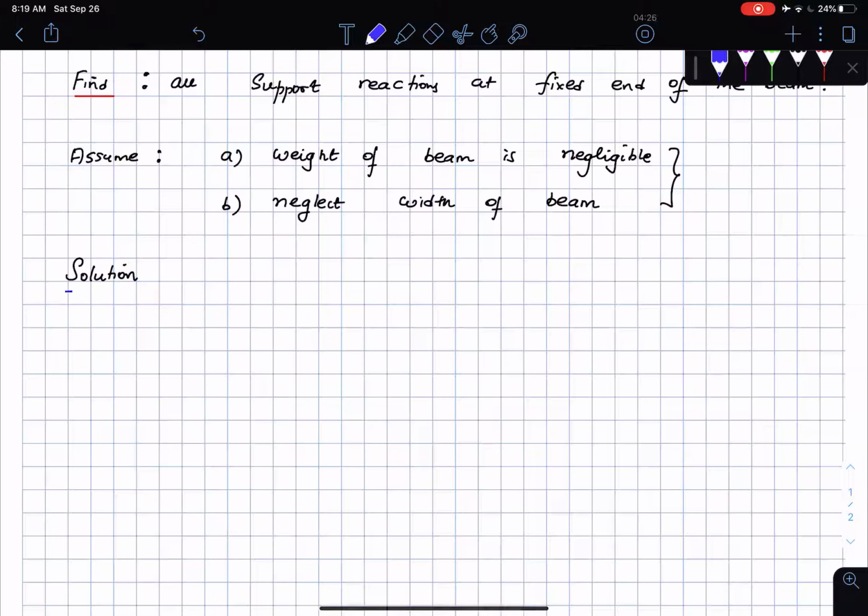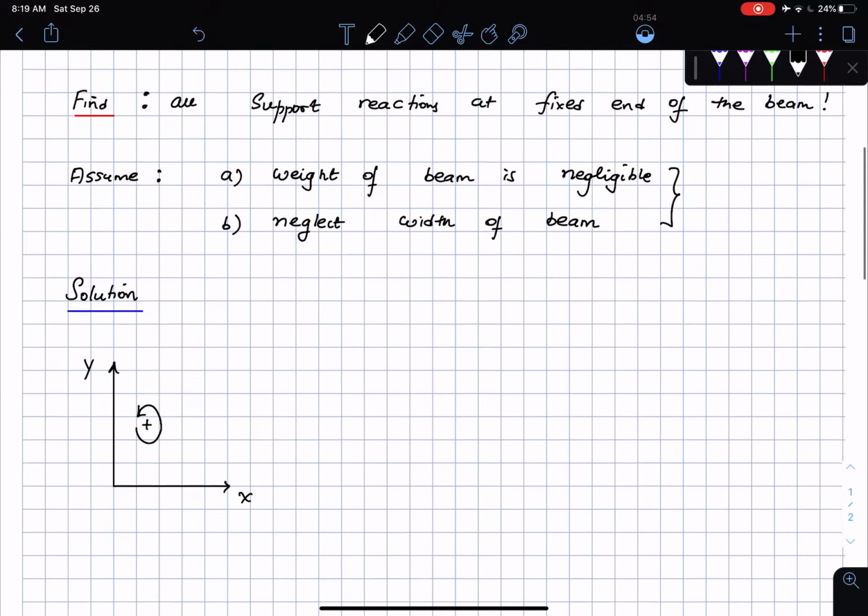Set up a coordinate frame, which I will draw here on the side of the page. This is something that I will draw on each and every problem. This is the x-axis, y-axis, and all counterclockwise rotations about the z direction are taken to be positive. So this is the coordinate frame. Then I draw the free body diagram. Here is how I draw the free body diagram.